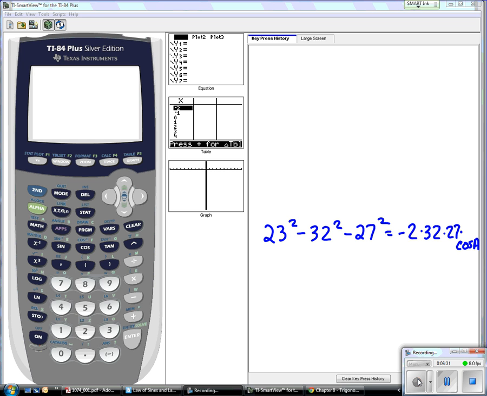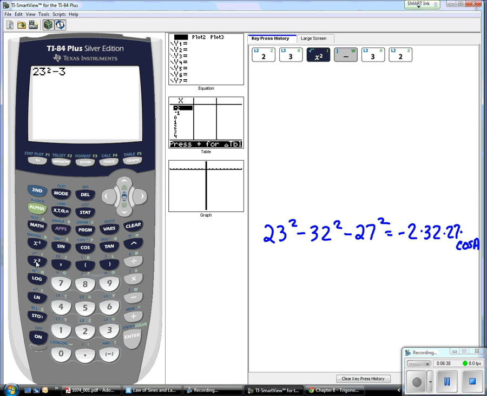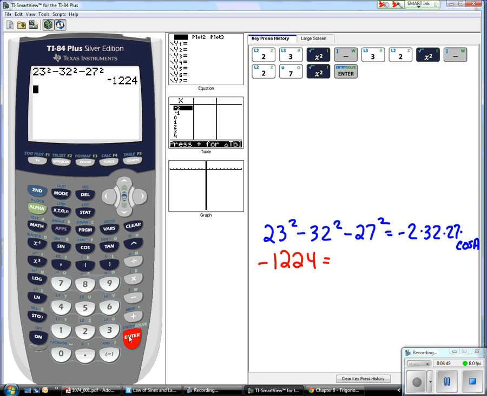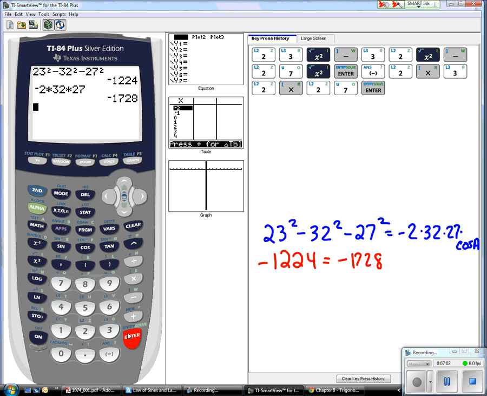Okay, so I wrote the equation that we needed up there. 23 squared minus 32 squared minus 27 squared equals, so you get negative 1,224 equals. Now get what negative 2 times 32 times 27 is. That's negative 1728 cosine of A.